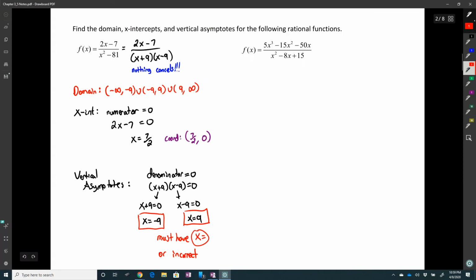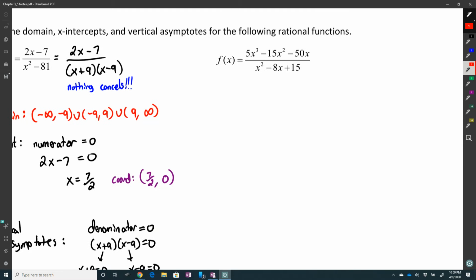So now let's go to this nasty looking one. I have 5x cubed minus 15x squared minus 50x over x squared minus 8x plus 15. My first thing is I'm going to try to factor. Notice that on the top they all have 5x in common, which leaves me with x squared minus 3x minus 10. On the bottom, I'm just going to leave it as is for a bit.